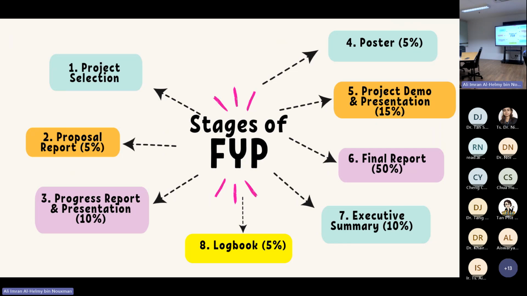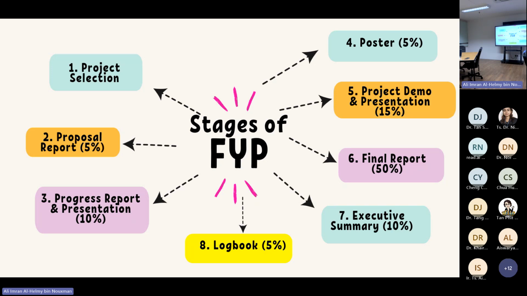All right, the next one will be FYP stages. There are many stages of FYP, starting from project selection, project proposal, progress report, presentation, poster, project demo, final report, executive summary, and then lastly is logbook. So what I'm sharing here is what we practice in School of Engineering, Glenmarie campus. For other schools, you might have your own process flow, but somehow it should be almost the same. Maybe it runs for about 10 to 20% difference, but the structure is here.